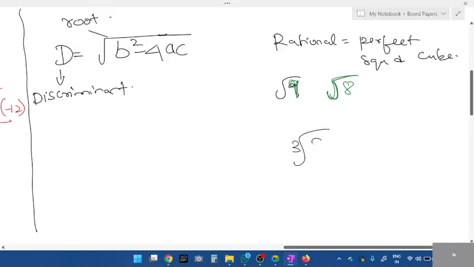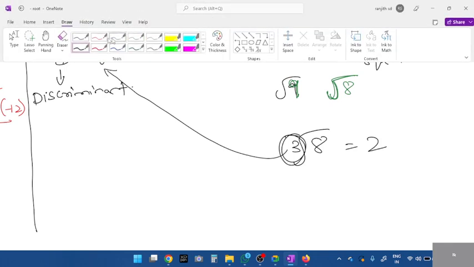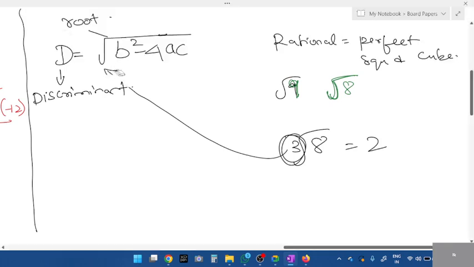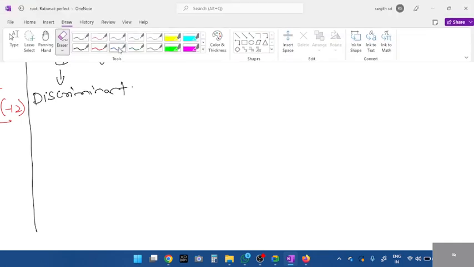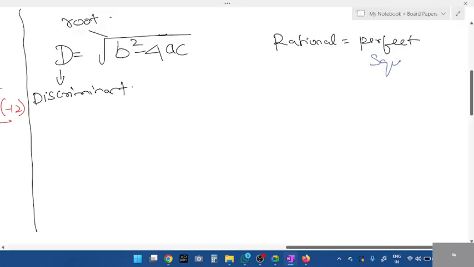See, if I write cube root of 8, what is the cube root of 8? 2. But we're not studying cube here. What is the concept here? Cube or square root? Square root. So don't get confused. We don't go with cube values. So just write perfect square numbers, and write some examples: root 4, root 16, root 81.